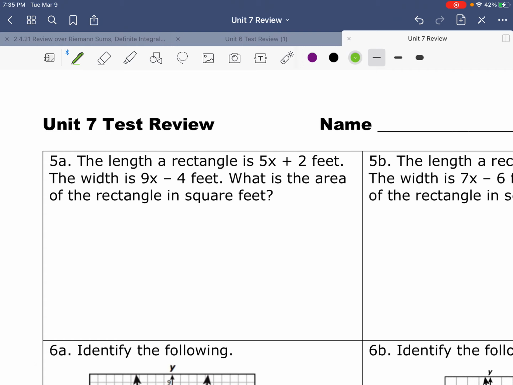All right, 5a, we have the length of a rectangle is 5x plus 2. The width of a rectangle is 9x minus 4. What is the area of the rectangle? So we know area equals length times width. So what we're going to have to do is multiply 5x plus 2 times 9x minus 4.